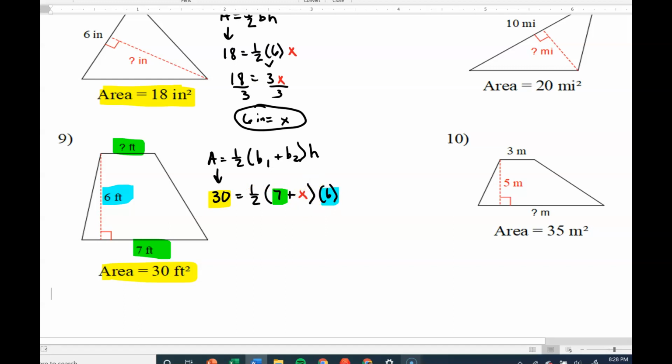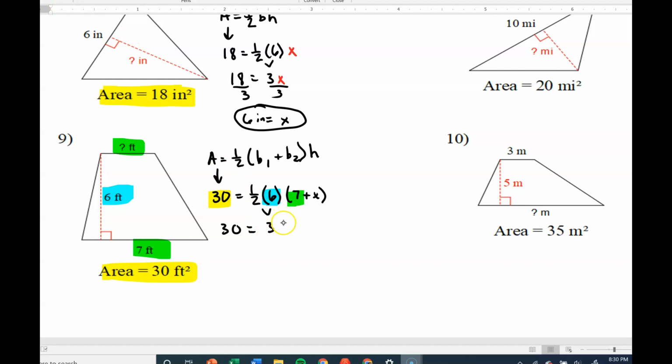All right, so let's just use the distributive property here. 30 is equal to 1/2 times 7 and 1/2 times x, or, no, that looks super weird and awkward, so let's just change this up. Let's do height first. Now we can just take half of 6, which is 3, and drop everything else down, which is the 7 plus x. And now we can use the distributive property a lot more easily. 3 times 7, 3 times x, right? So we have 30 is equal to 21, that was 3 times 7, plus 3 times x, which is 3x.